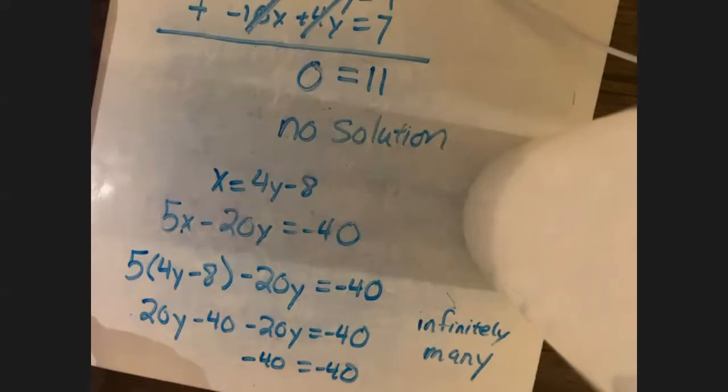So again, the idea here is anytime all the letters disappear, you know it is either going to be a no solution or an infinitely many. You're automatically in one of those two.